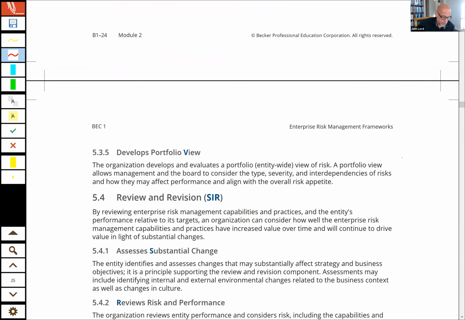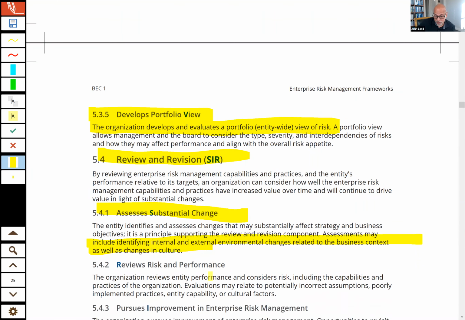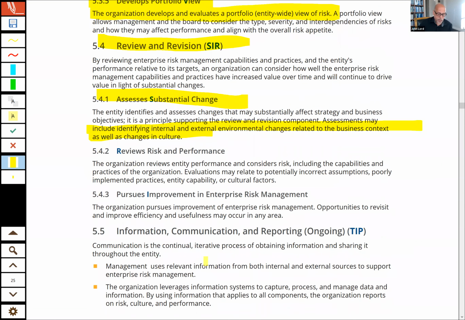Okay, good. Now you come over, and again, here's our portfolio. Even though you're probably looking at these by activity, the organization develops and evaluates a portfolio, an entity-wide view of risks. Now if there are changes, review and revision. Changes are always going to happen, and include identifying internal and external environment changes related to the business context, as well as changes in culture. In the past, you read those things and thought, oh, well, that will happen once every 100 years. Well, guess what? You just lived through a 100-year change in environment and changes in culture. Congratulations for living through that, but it does happen, and sometimes it happens at a rate that is almost impossible to fully evaluate.